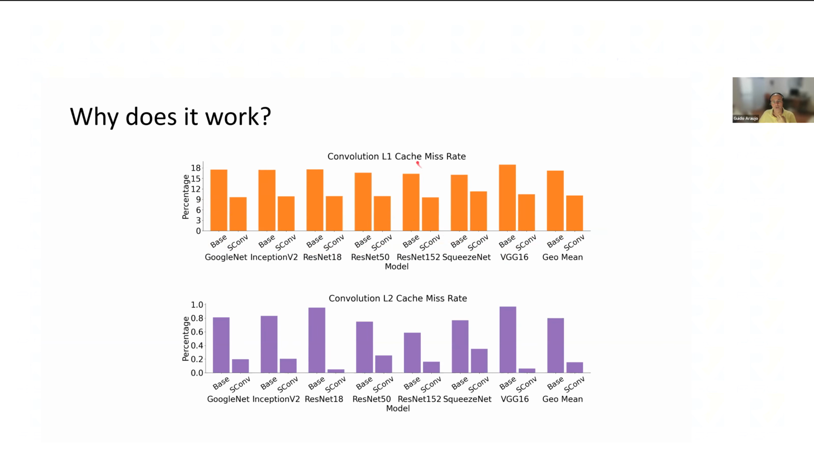And we measured the cache misses on L1 cache and L2 cache. As you can see, for most cases, we kind of halved, a little bit larger than half, the number of misses in the L1 cache. And that's where the performance comes from.